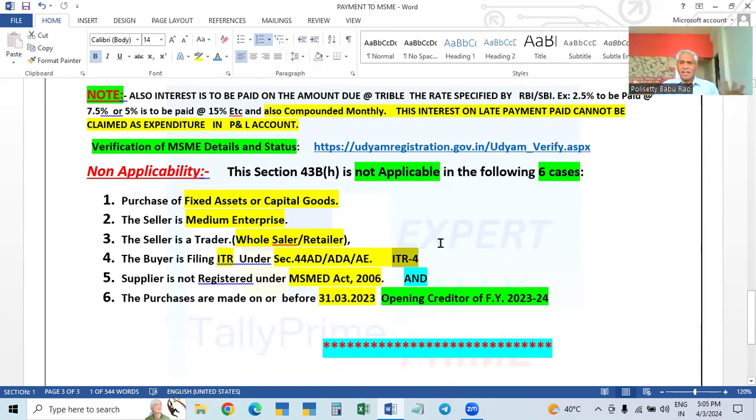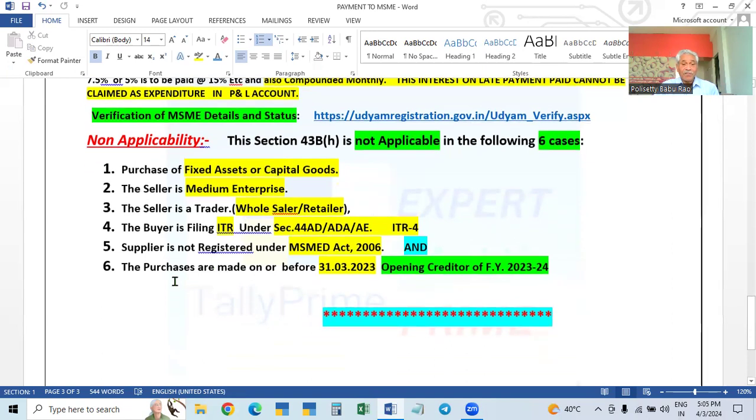If they are a sole trader or an individual, auditing is not required. So they are covered under these sections and they file ITR 4. In that case also, this section is not applicable. So fixed assets not applicable, medium enterprise not applicable, trader not applicable, ITR filed under these sections not applicable.